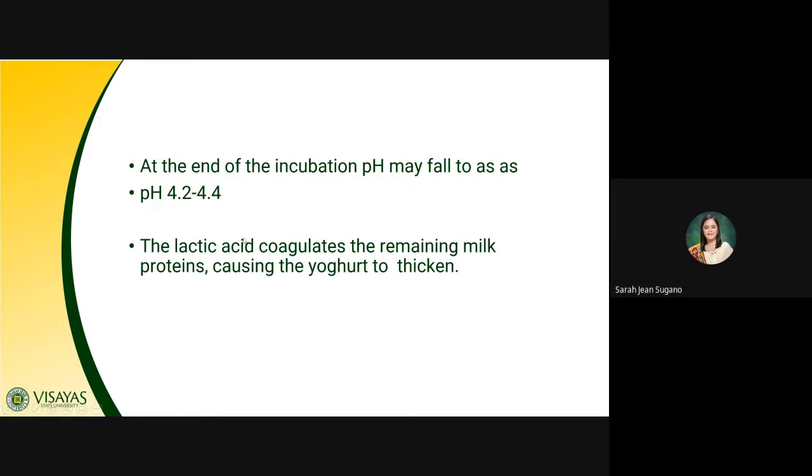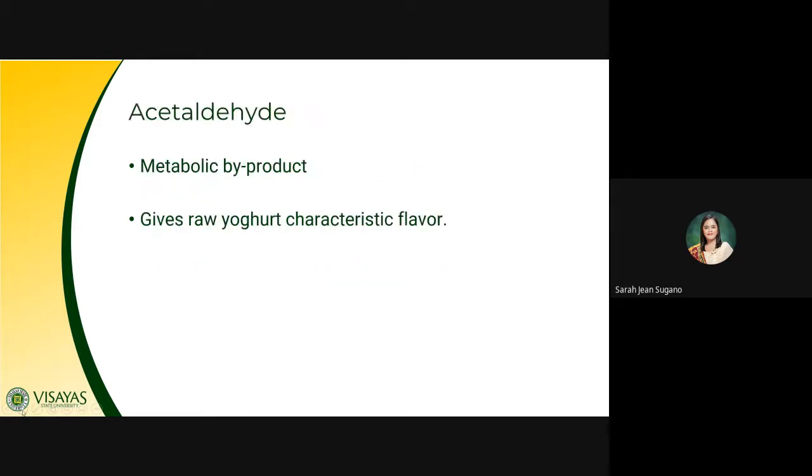So at the end of the incubation period, the pH may fall to 4.2 to 4.4. So the lactic acid coagulates the remaining milk protein, causing the yogurt to thicken. That is why the yogurt is thick, creamy, and viscous. That's the characteristic of yogurt. Okay, so that's how the yogurt is made.